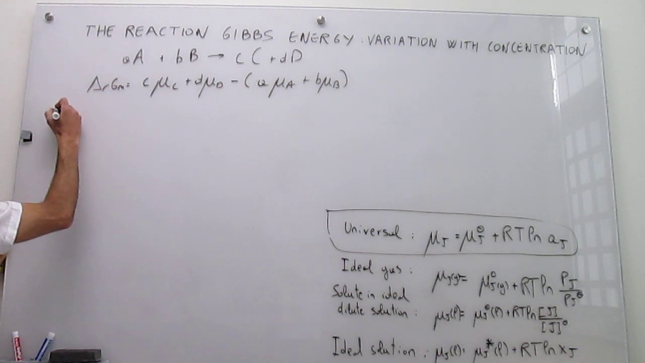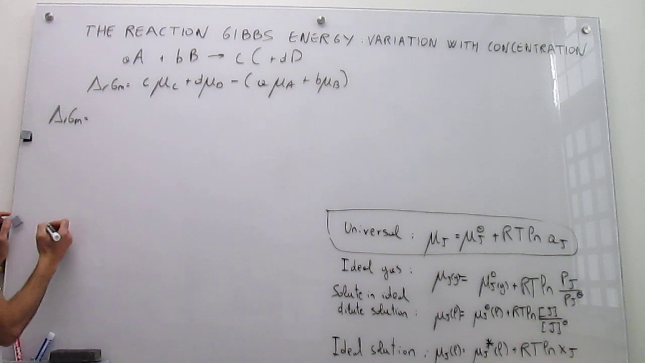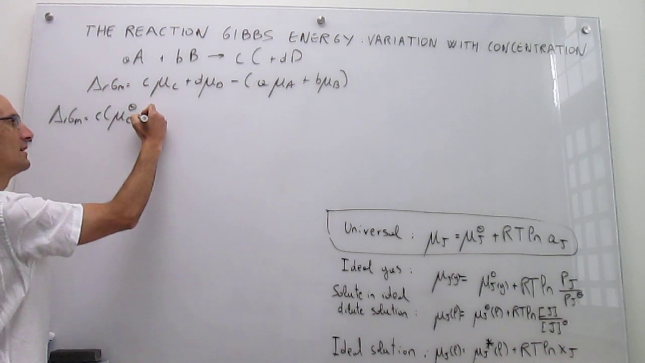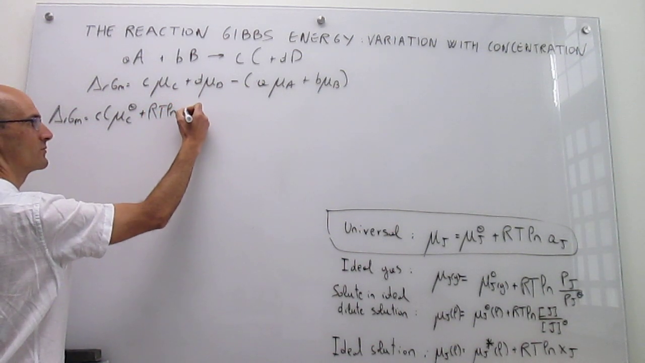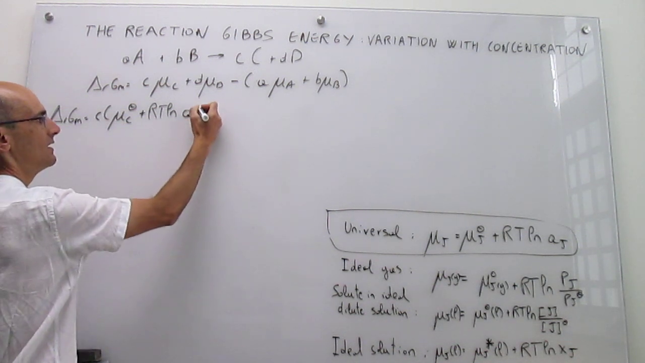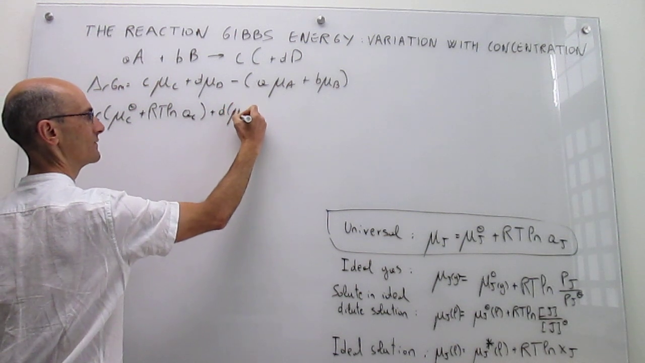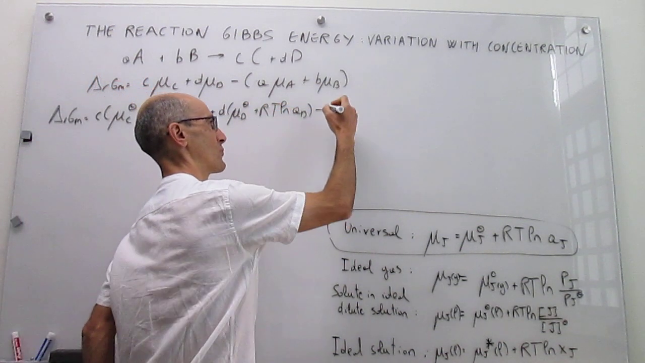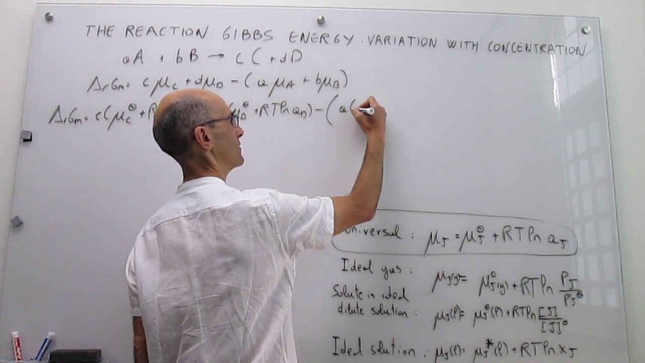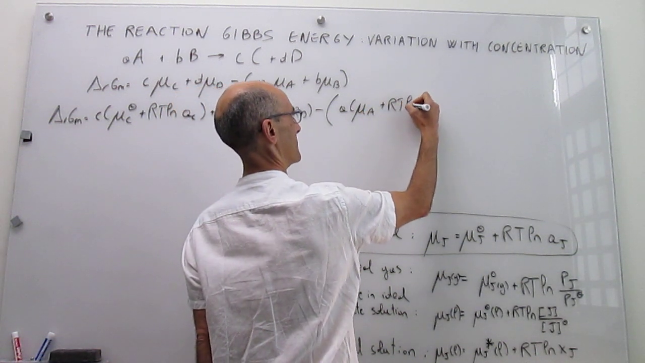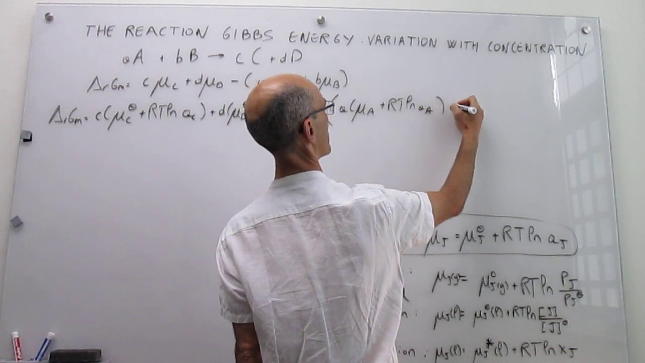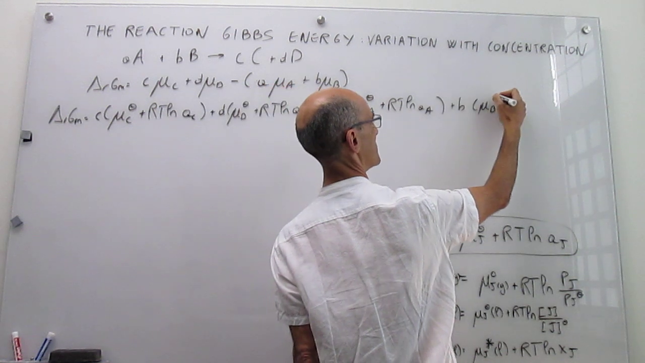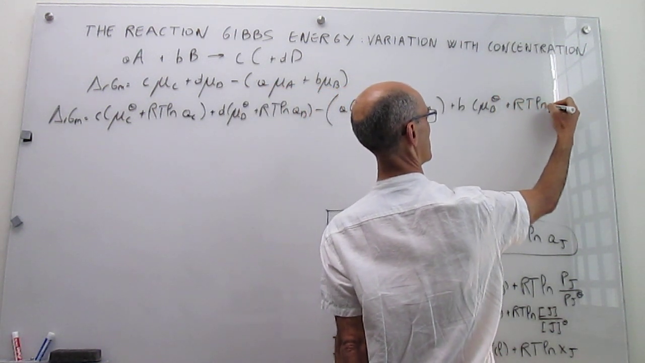So let's go step by step. The reaction Gibbs energy is going to be equal to c times the chemical potential of C, but that is the chemical potential of C at the reference state, which is oftentimes going to be the standard state, plus a correction, which depends on the concentration of C, and we write that simply as RT natural log of the activity of C. And then you will have the same thing for D, the chemical potential of D at the standard state, plus RT natural log of the activity of D. And then we simply have to subtract the reagents. So that will be a multiplied by the chemical potential of A plus RT natural log of the activity of A, and then b multiplied by the component B, so the chemical potential of B at the reference state, shouldn't forget that, plus RT natural log of the activity of B.